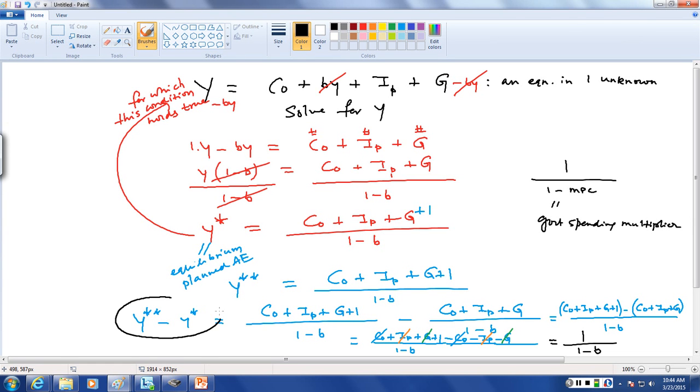It's the change in equilibrium planned aggregate expenditure when government spending rises by $1. Is that correct? So what is this again? This is equal to the change in equilibrium planned aggregate expenditure when government spending rises by $1. Right? Now, previously, when we defined the government spending multiplier, how did we define it?